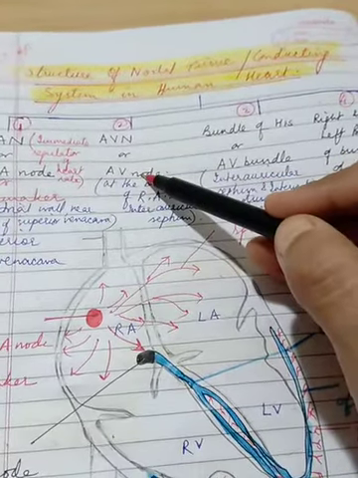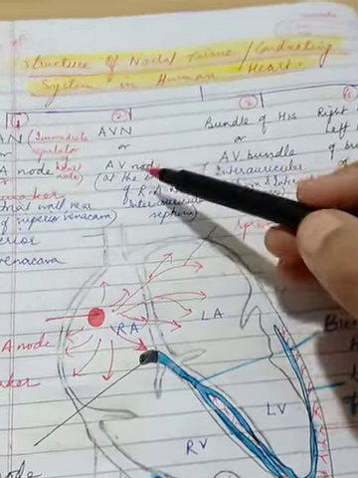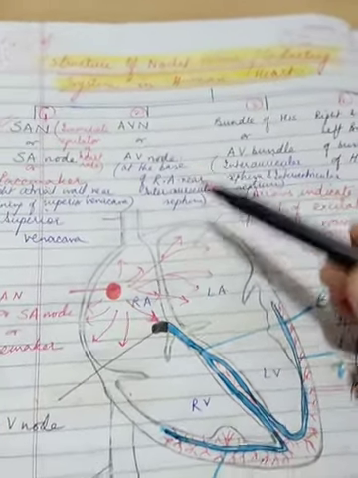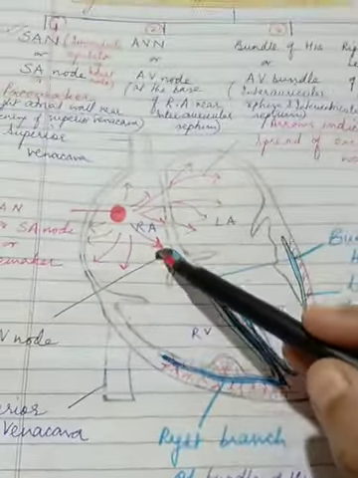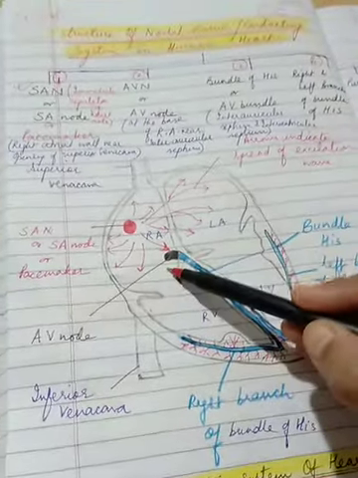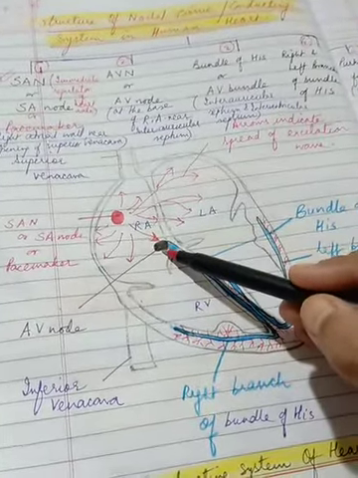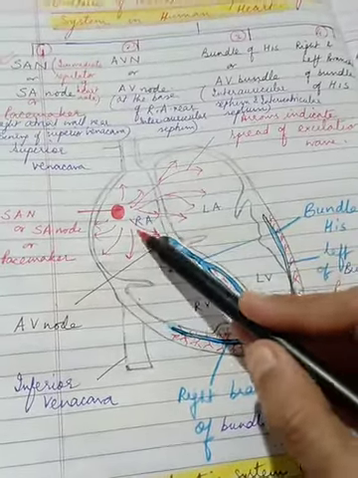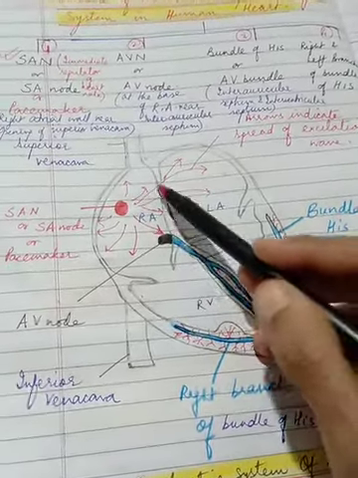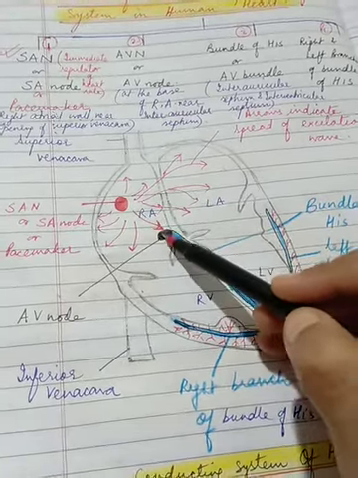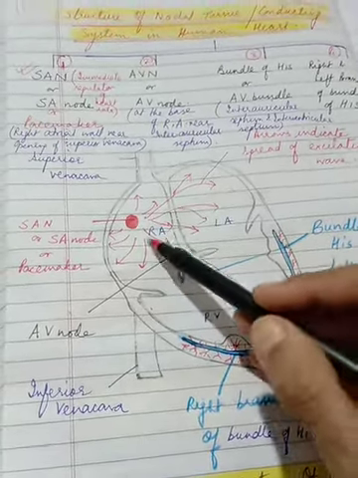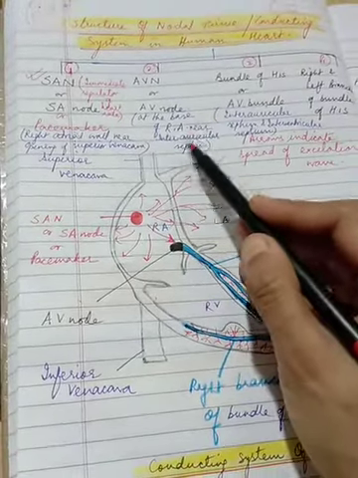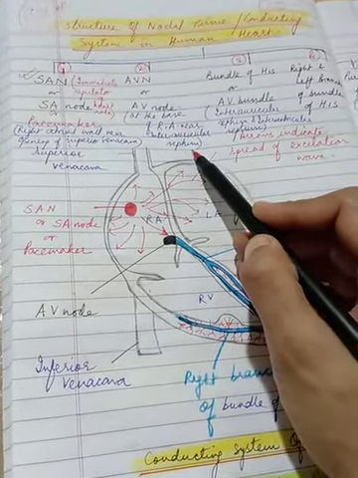Coming to AVN, the second structure, we call it the atrioventricular node, also called the auriculoventricular node or AV node. And where is this located? This black structure, if you see, the AV node, is at the base of the RA near the interauricular septum. Interauricular means between two auricles, septum means this partition. So its position is at the base of the right auricle near the interauricular septum.